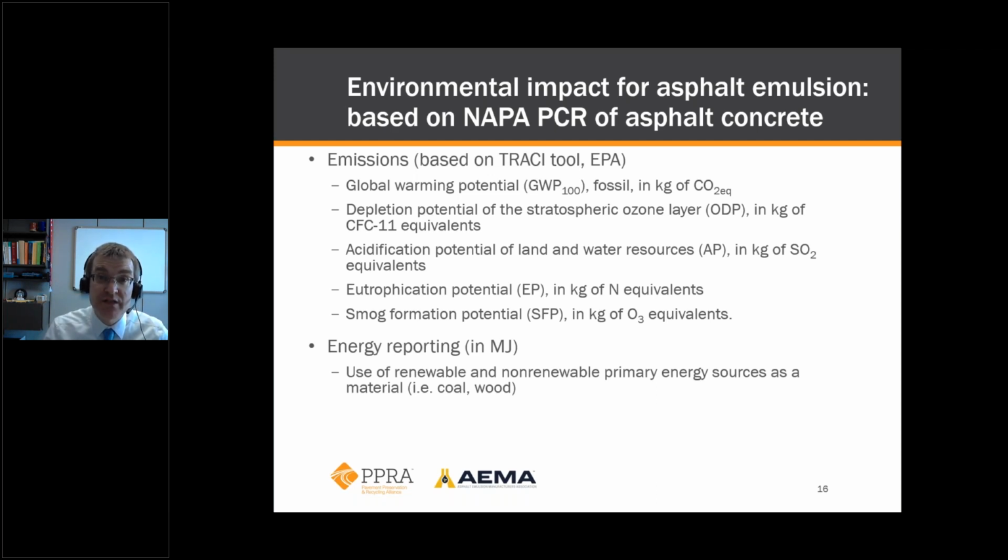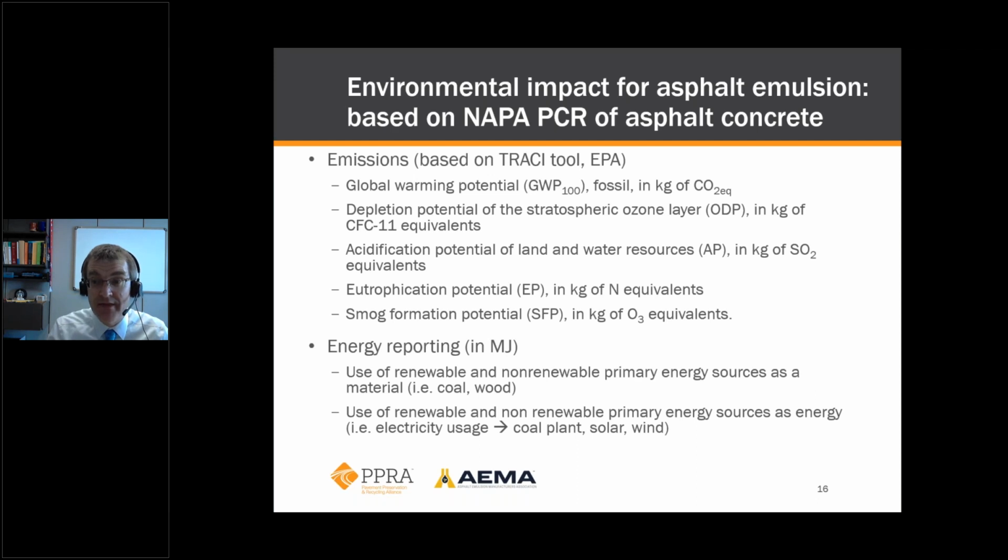In addition to the emissions, another thing that we can look at is how we use energy, and this is often in megajoules, but this includes renewable and non-renewable primary energy sources. So are you using energy from a coal power plant? Are you using energy from wood burning, those type of things? And then also, not only as a material, so you have the material that's producing the electricity, but then you also have the energy production itself. So a coal power plant, you need to not only get the coal in order to get the electricity, but then you also need to burn that coal in the power plant. So that's another category of energy that we need to look at as well.